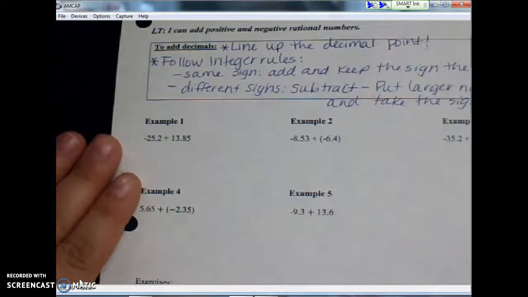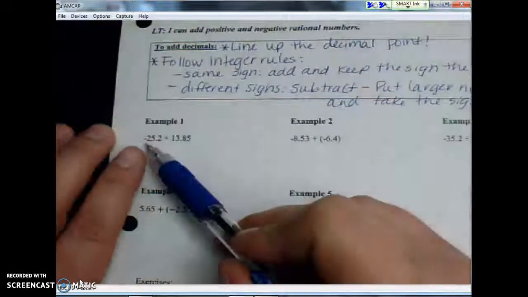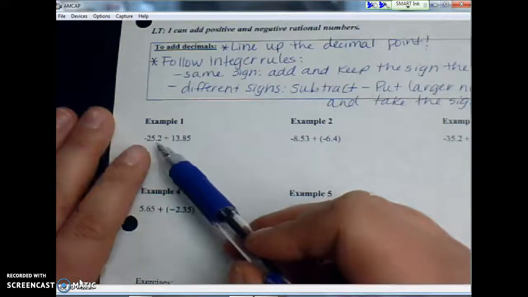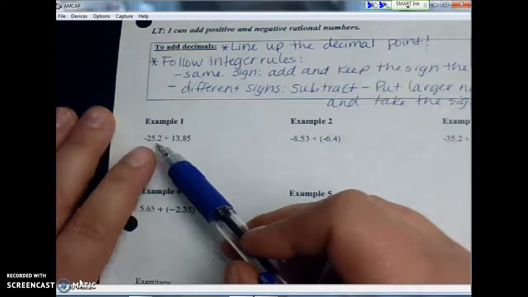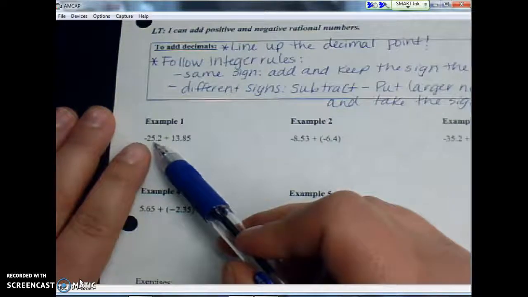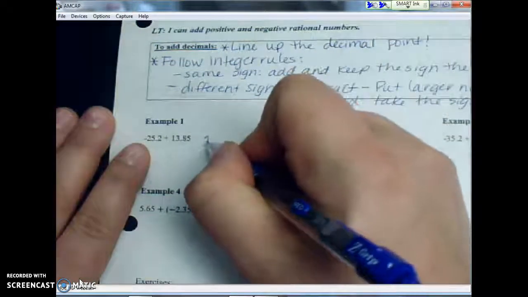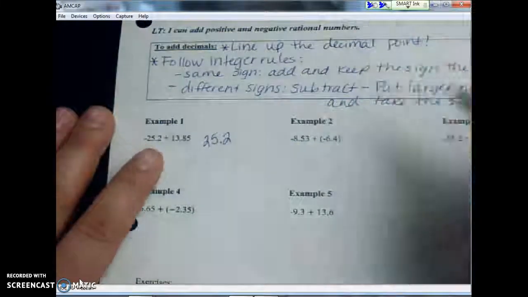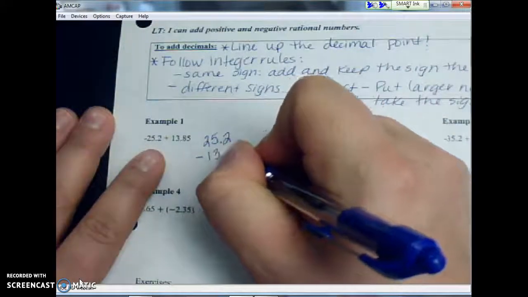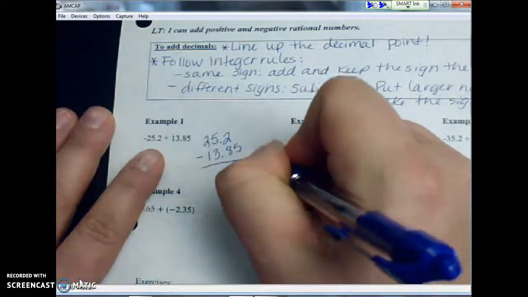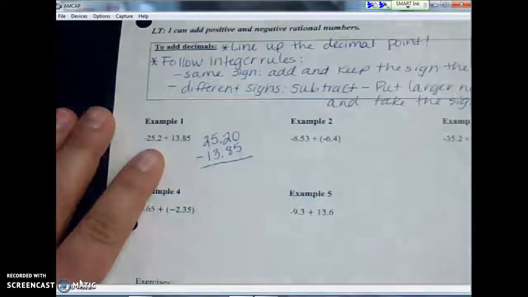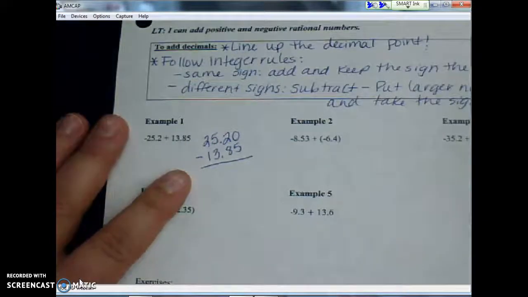Negative 25 and 2/10 plus 13 and 85/100. So I see that I have different signs, so I'm going to subtract these. In order to subtract, I look at my higher absolute value, which is the 25 and 2/10. So I'm going to put that one on the top. And that's what I mean by the larger number. We put that on top. Minus 13 and 85/100. Now, with that blank spot right there, you have to add your zero placeholder.